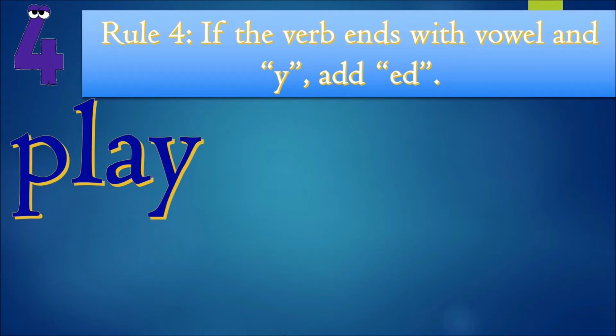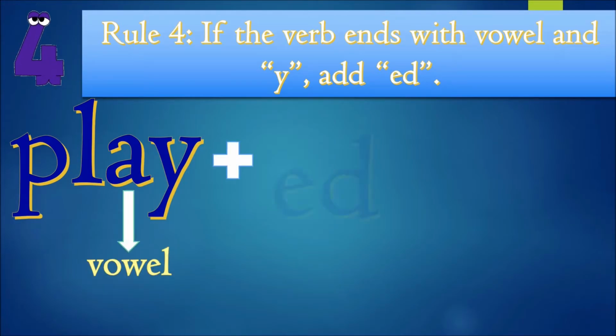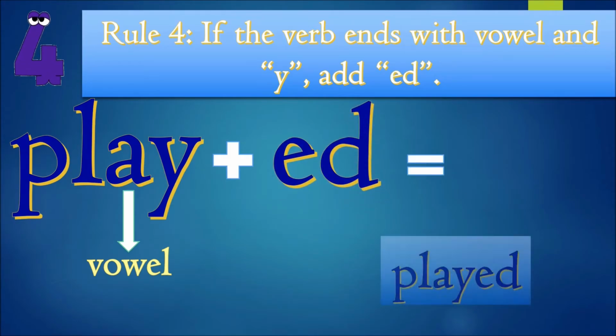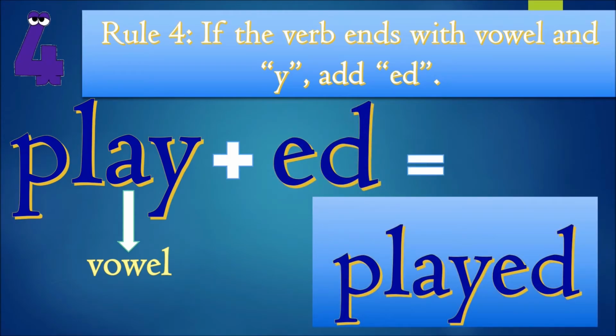Now in rule number 4, the word ends with a vowel and Y. So you only add, what will you do? Ed. So you have to say played. So this is a vowel and Y. So if the vowel and Y go together, you just add ed. Okay? So from play, it will become played. Do you understand?